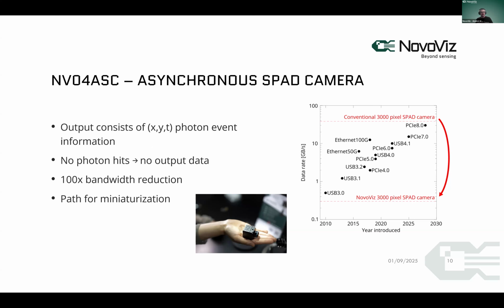This also offers a path for miniaturization. You can see the camera in that picture. It's a 3 centimeter cube because there's no longer a need for this high performance electronics around it. Everything is on chip. The hard work is done on chip, and then externally we just control it as a normal detector.